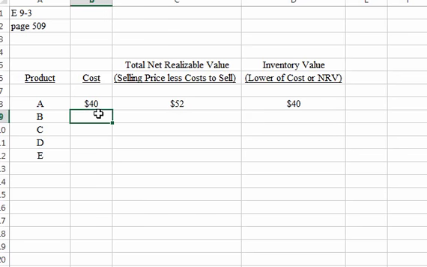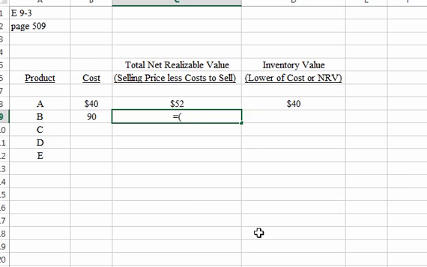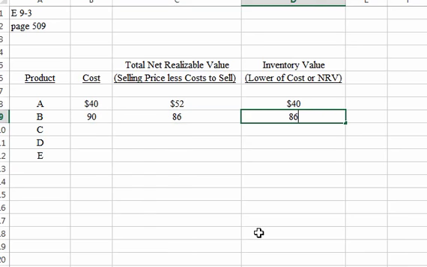Okay, our cost on B, $90. Let's see if we can do the formula correctly this time. We want to take our sales price, which is 100, and subtract our sales price times 10%, which is the sales commission. And we also want to subtract cost, which was 90, times 5%, which is the shipping cost. And we get 86 as the net realizable value, which is less than 90. So we'll go with 86 here per unit.